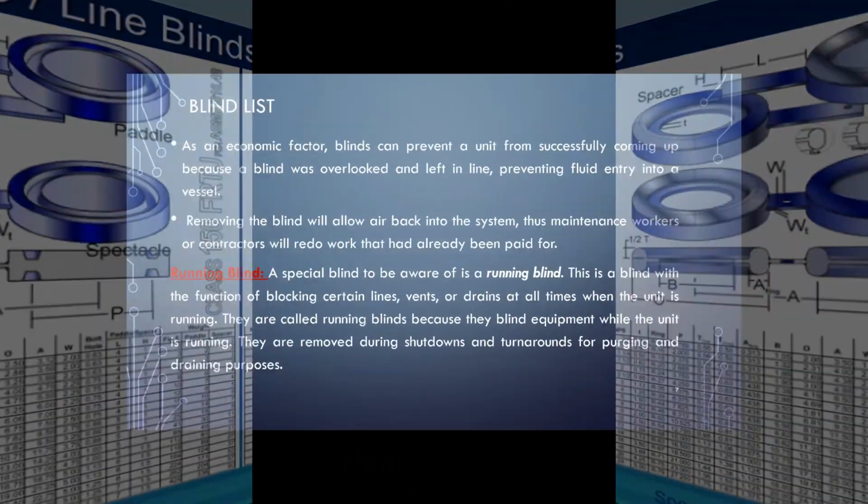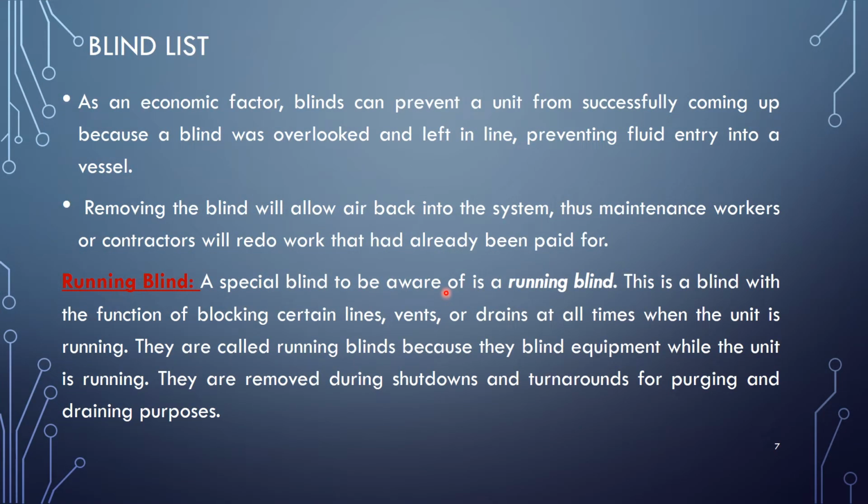Just understand the continuation in this slide, the very important thing: what do you mean by running blind? A running blind is a special blind to be aware of. You can find it on certain lines, like level indicators, especially vent or drain. They are calling it a running blind.